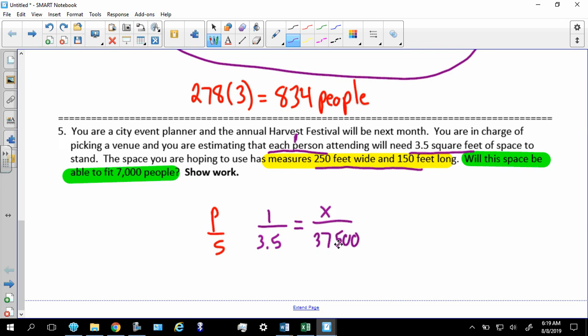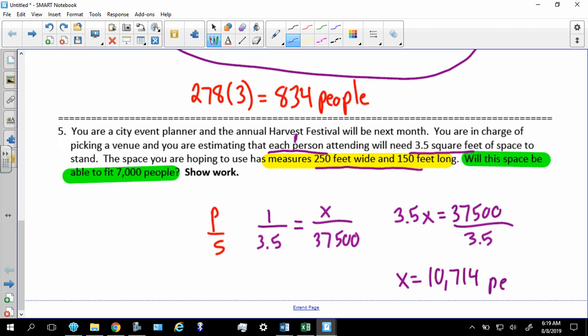Now when I cross multiply, I get 3.5x is equal to 37,500. When I divide by 3.5, x is equal to 10,714 people. Now here's the question, and that is, now that you've gotten your answer, will 7,000 people fit?